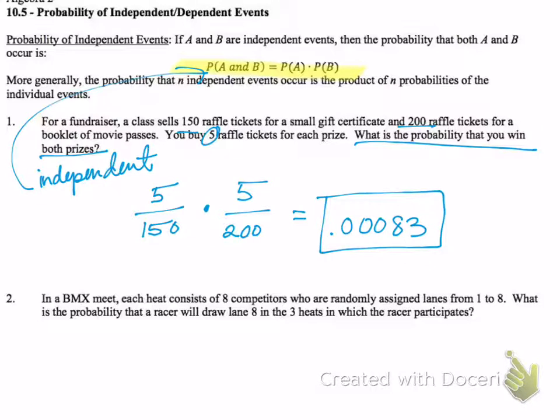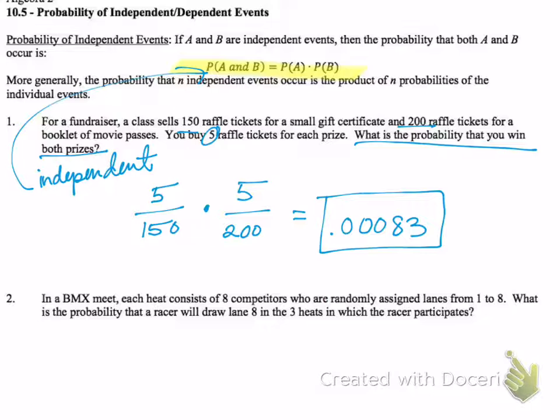Number 2, in a BMX meet, each heat consists of 8 competitors who are randomly assigned lanes 1 to 8. What is the probability that a racer will draw lane 8 in the 3 heats in which the racer participates? So what it's saying is, I have 3 different heats and I'm drawing a number between 1 and 8 three different times. Would this be independent or dependent? Independent, because I'm getting a fresh start every single time. If it were to say you can't have the same lane twice in a row, then that would make it dependent, but it doesn't say anything about that.